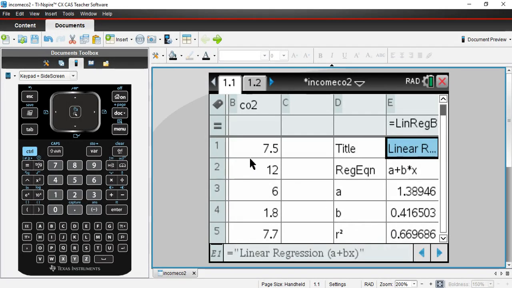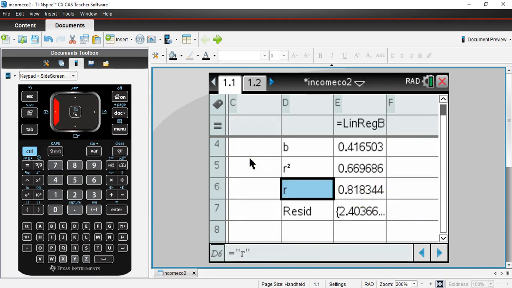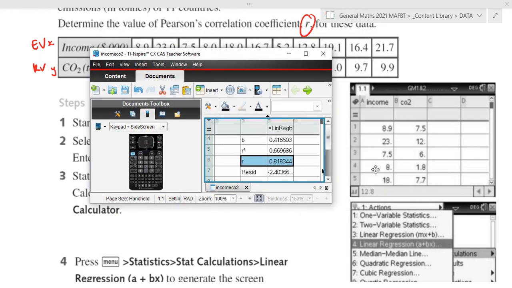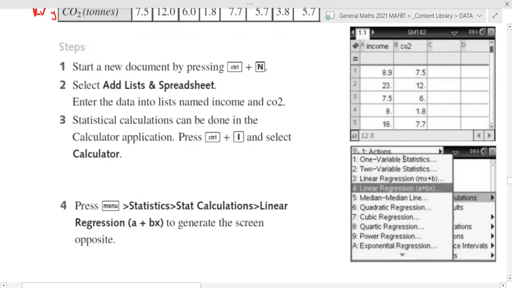Once you've done that, you can look down on your calculator, just scroll down a little bit, and there is your R value right there. The one that says R is your R value, and this graph, if you were to put it in a scatter plot, will have an R value of 0.818344.